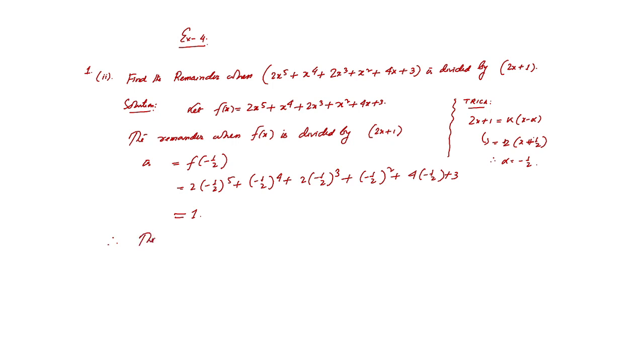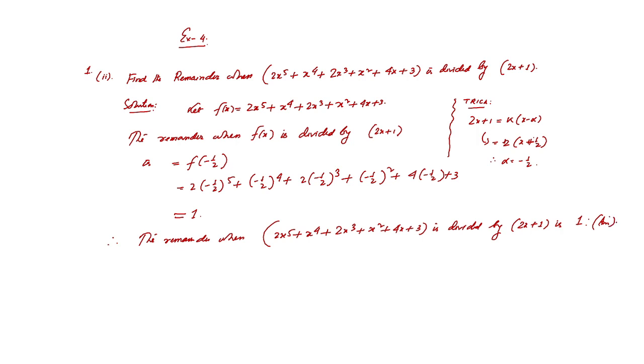So the answer: the remainder when 2x to the power 5 plus x to the power 4 plus 2x cube plus x square plus 4x plus 3 is divided by 2x plus 1 is 1. So this is our answer.